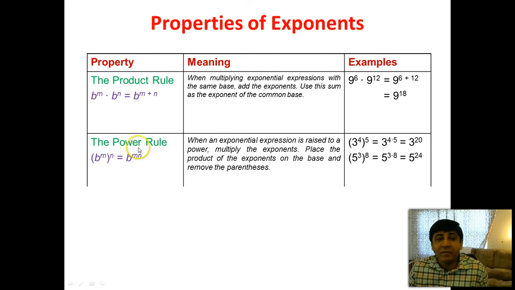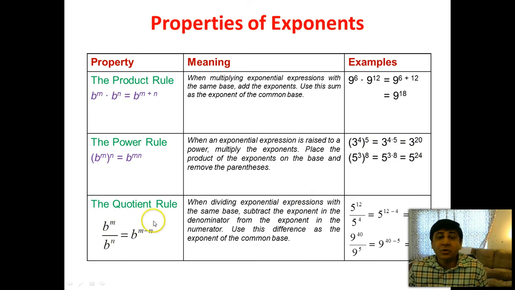Similarly, we have the power rule, which means that if you have a power of a power, so we have b to the power m, and the whole thing to the power n, then these powers multiply. So we have b to the power mn. As an example, 3 to the power 4, all to the power 5, is a power of a power, which means the powers multiply. So we will have 3 to the power 20.